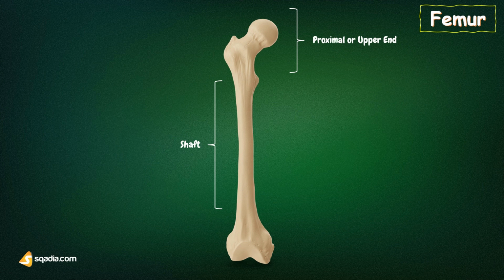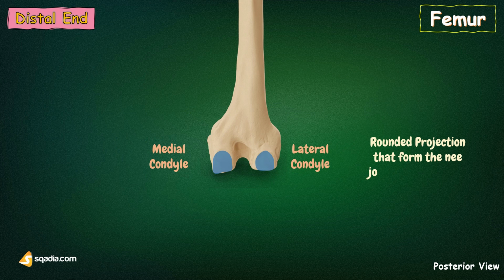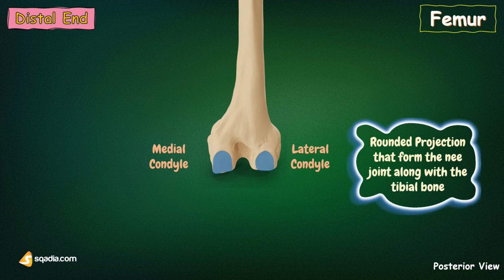Now let's look at the third and last portion of the femur, the distal end, which is characterized by the presence of the medial and lateral condyles. The medial and lateral condyles are one of the prominent features of the distal end of the femur. These are the rounded projections that form the joint and are points of articulation with the tibia.